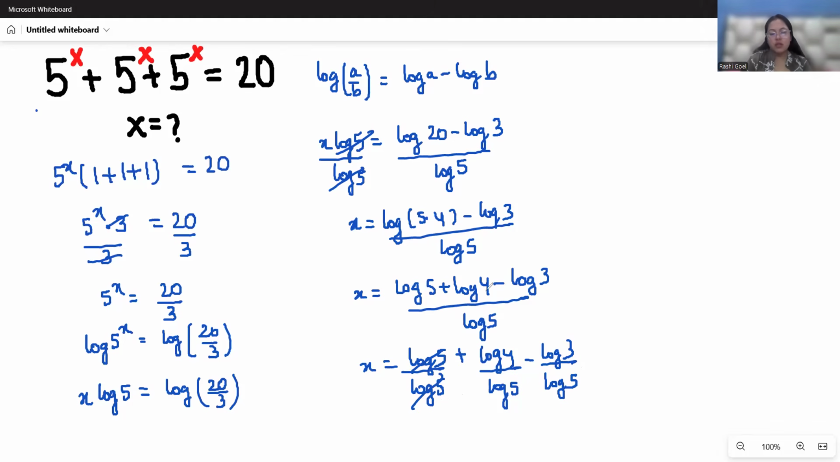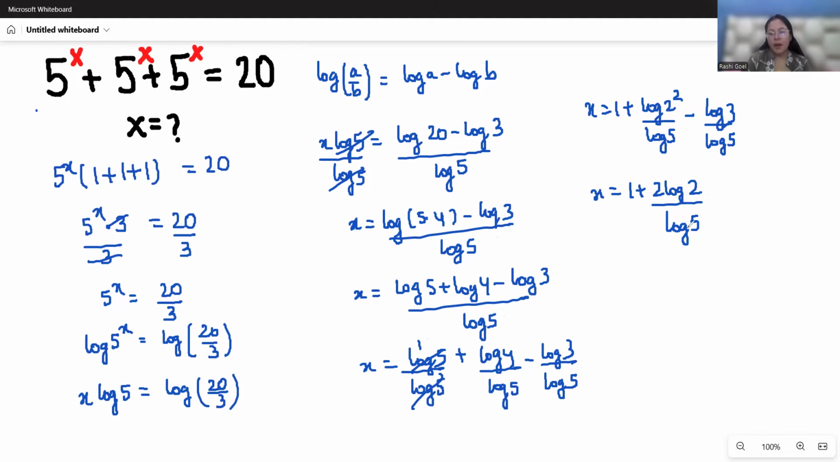So this will cancel out, gives 1. So x = 1 plus log 4, we can write it as 2 squared, by log 5 minus log 3 by log 5. So x = 1 + 2 log 2 by log 5 minus log 3 by log 5. So x = 1 + 2 log base 5 of 2 minus log base 5 of 3. So this is the value of x.